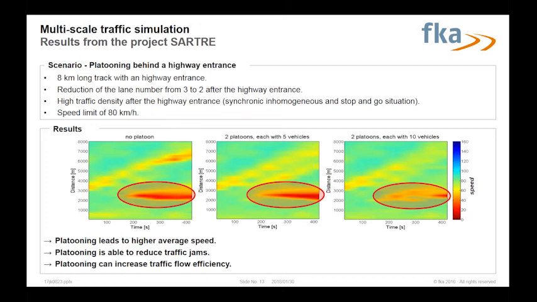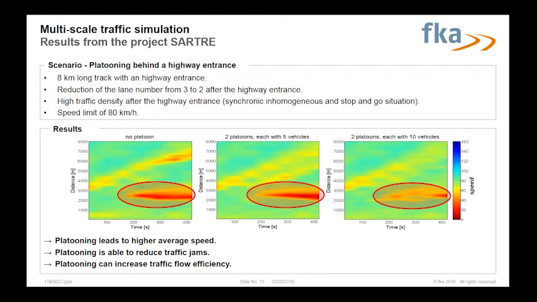I told you also that it's quite important to identify, especially if we talk about platooning, what is the impact on the traffic flow. And for that, we also did simulations on traffic efficiency in Sartre. Here is an example of some results where we went on a highway for the simulation, and we have a reduction from 3 lanes to 2 lanes after a highway entrance.